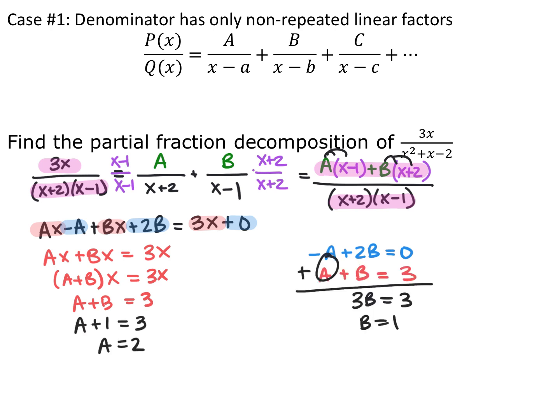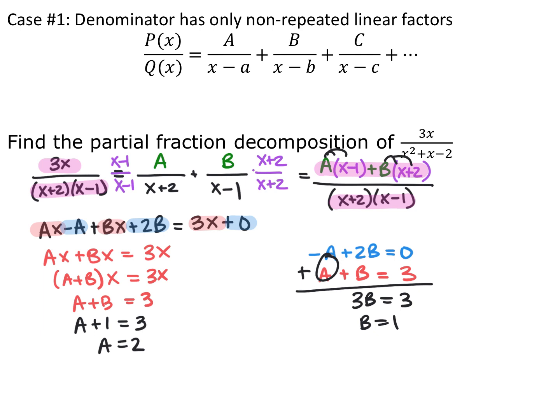I used the elimination method because I can just add these two equations together and the a's would cancel out. And so I end up with 3b is equal to 3 when I add these two equations together, which means b is equal to 1. And then if I plug that back in over here, I end up with a equal to 2. So I use this system of equations to figure out what a and b are.